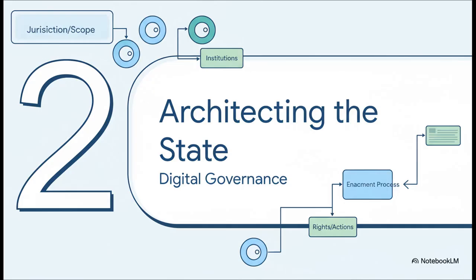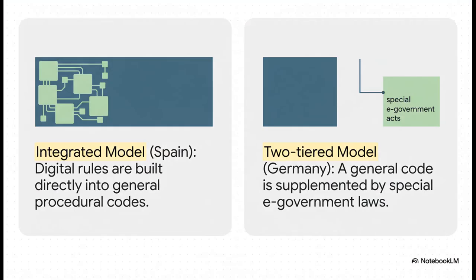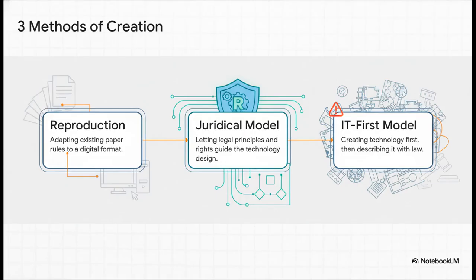Okay, so let's move into part two and see how all this actually gets built into national systems. We're going to explore the different architectural models for putting together digital governance across Europe. Broadly speaking, we're seeing two main approaches pop up. On one hand, you got Spain's integrated model. They build the digital rules right into their existing legal codes, which is great because it makes digital the default. On the other hand, you have Germany's two-tiered model, where they create separate, special e-government laws. Now, that can be more flexible, but it runs the risk of creating a legal landscape that's fragmented and maybe even inconsistent.